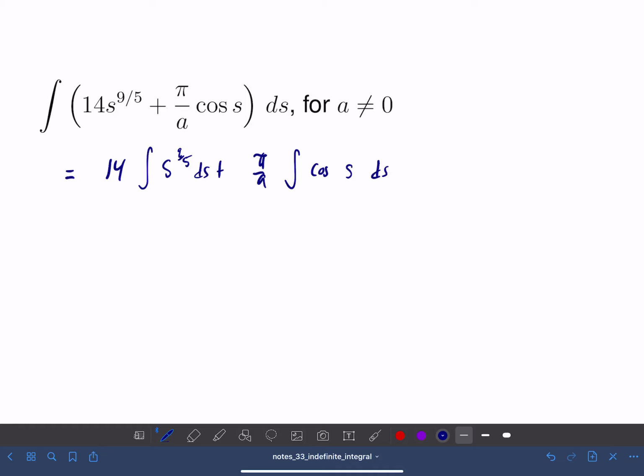Okay. That was just an application of linearity. Let's see here. 9/5 plus 1 equals 14/5. What do I take the derivative of to get cosine? Sine?